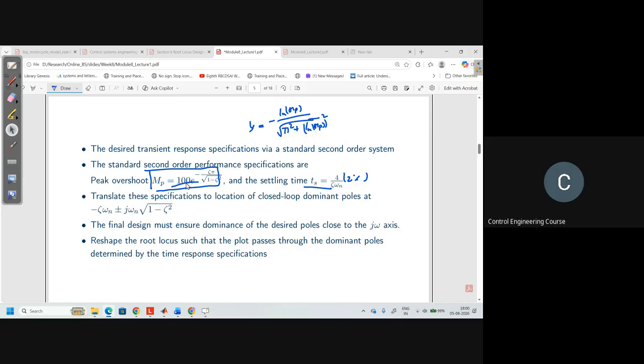Once you calculate zeta, you substitute that in the given specification of Ts, and then you will find omega n. Once you have omega n and zeta, you find the dominant poles, minus zeta omega n plus or minus j omega d, which gives the location of the dominant poles. So this is the first step for every problem you have to handle: calculate the location of the dominant poles. Then we always have to ensure that the remaining poles are kept far away, at least 5 times more than the real part of the dominant pole. So that's how we design.